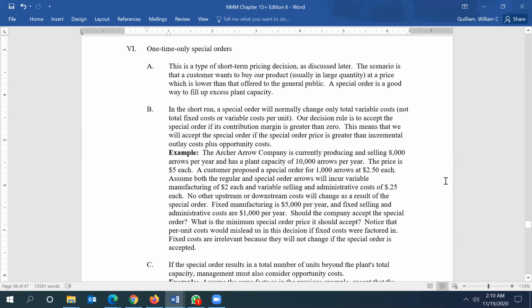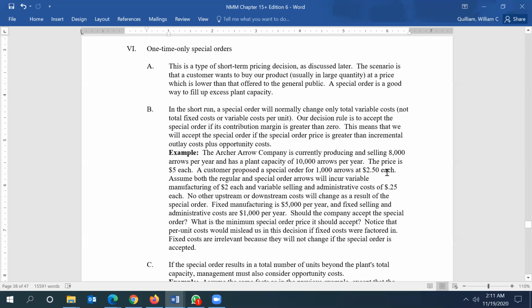So as an example, let's go up fairly close to Gainesville to the little town of Archer. And up there, the Archer Aero Company is currently producing and selling 8,000 units per year and has a plant capacity of 10,000 units per year. The price is $5 each. That's the regular price to regular customers. And a customer proposed a special order for 1,000 units, so a large quantity, at a special price, $2.50 each. That's the special order price.